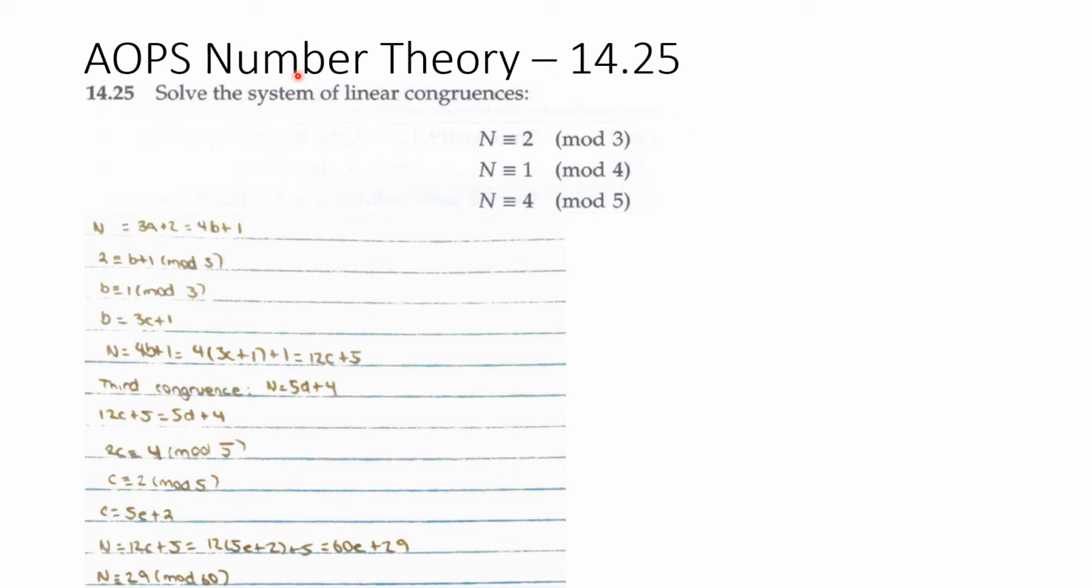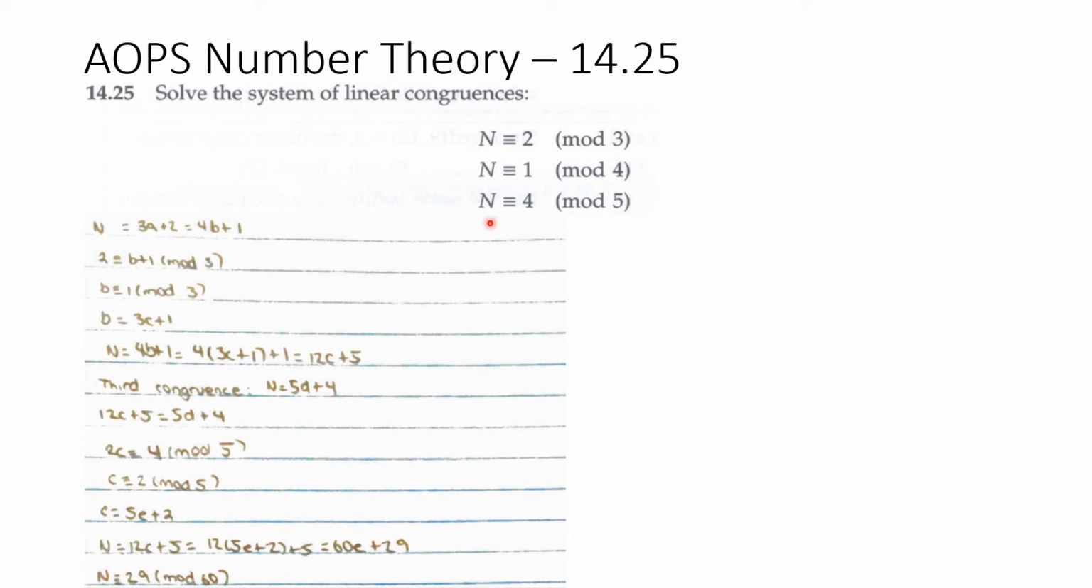If we first compare the first two, 2 is congruent to b plus 1 modulo 3, and so b is congruent to 1 modulo 3. So b is equal to 3c plus 1, because it's congruent to 1 modulo 3. So n is also equal to 4b plus 1, which is equal to 4 times 3c plus 1, which is equal to 12c plus 5.